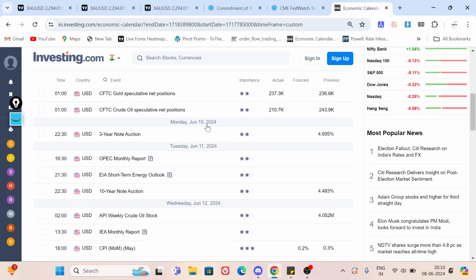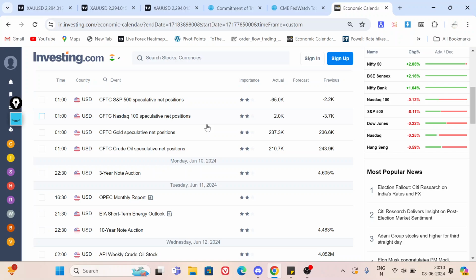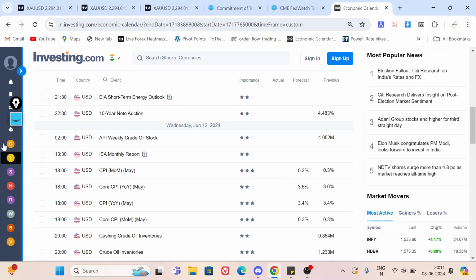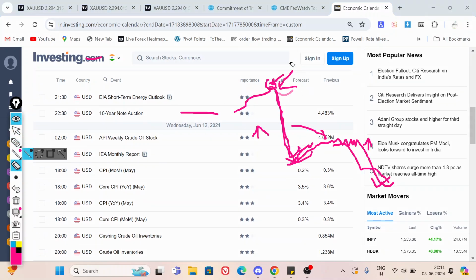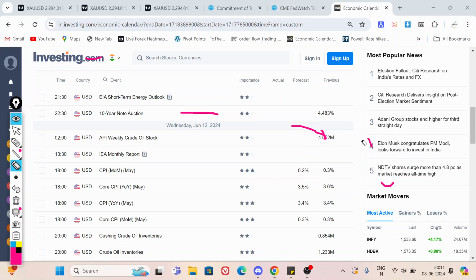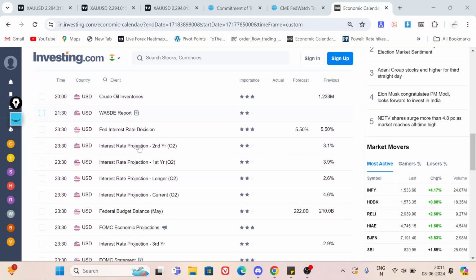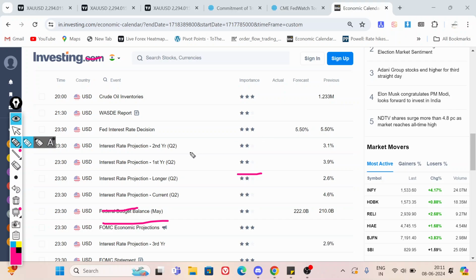Let's discuss those. For the next week we have the CPI, which is high impact data, and it is due on Wednesday. Right over here you can see CPI. And on Wednesday we have another major data, which is the Fed interest rate decision.